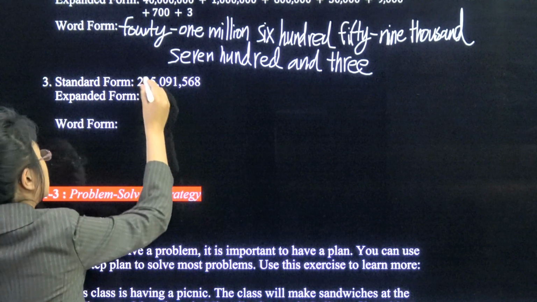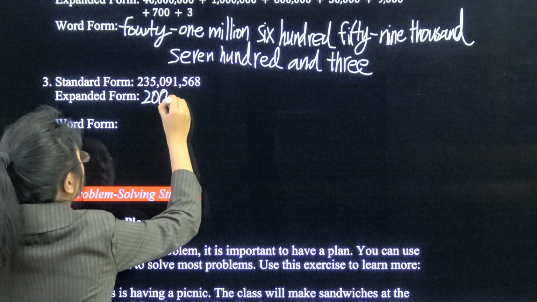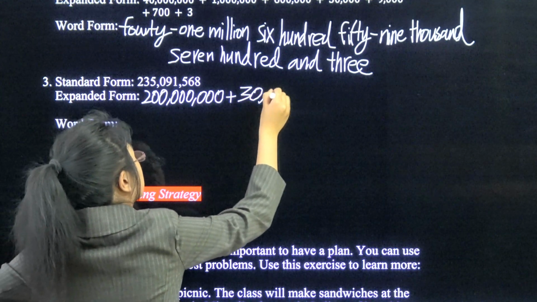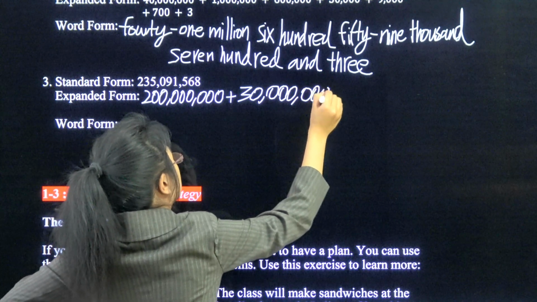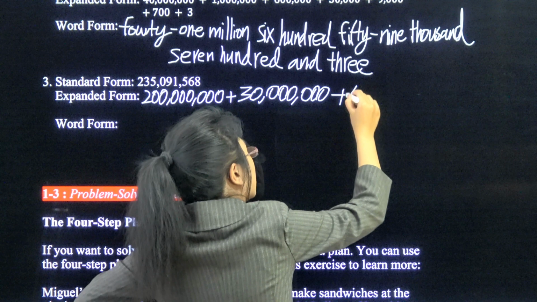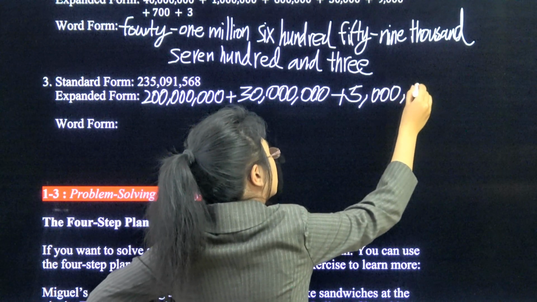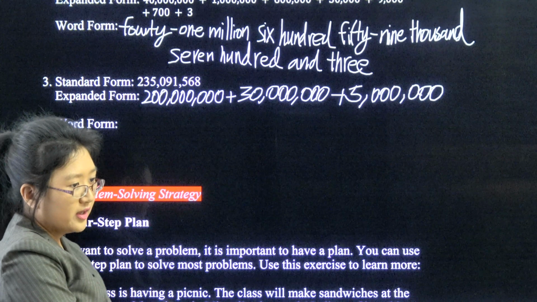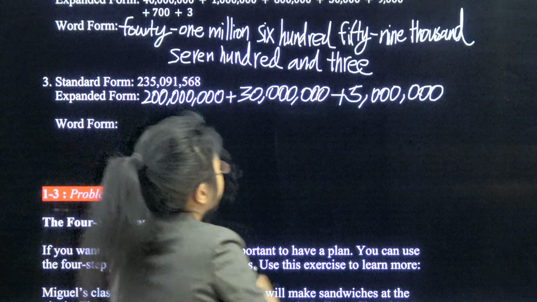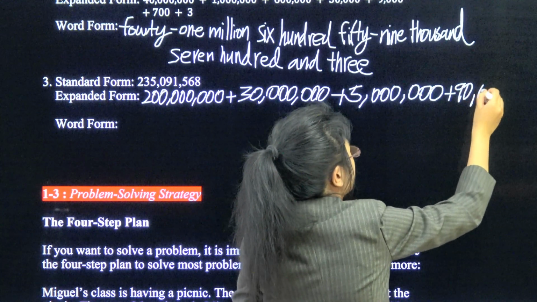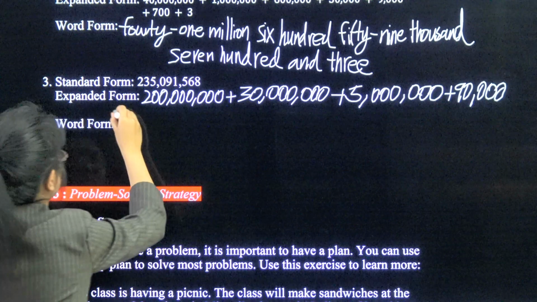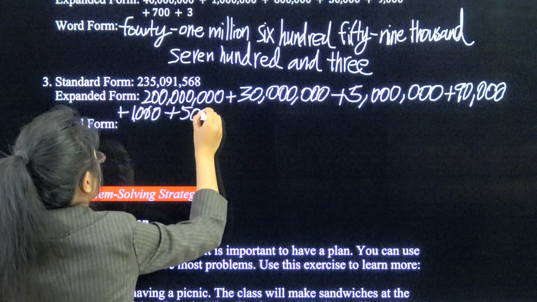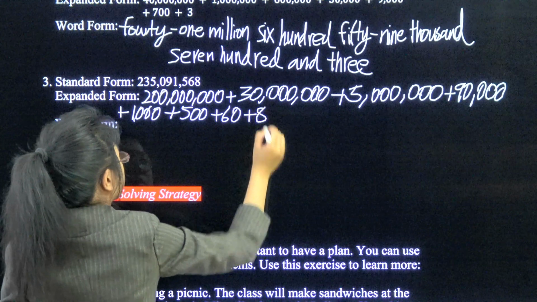Well, for the standard form we have 200 million plus 30 million plus, then there's 5 million and over here we realize that we don't actually have anything in the hundred thousands place, so we skip it and go on to 90,000 plus 1,000 plus 500 plus 60 plus 8.